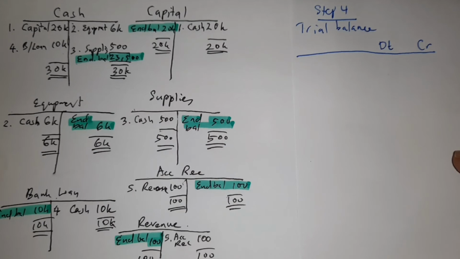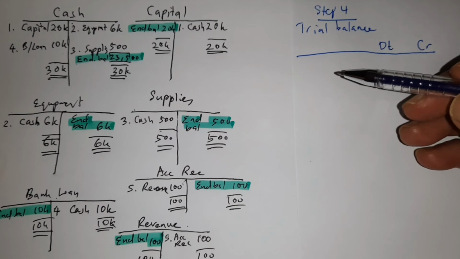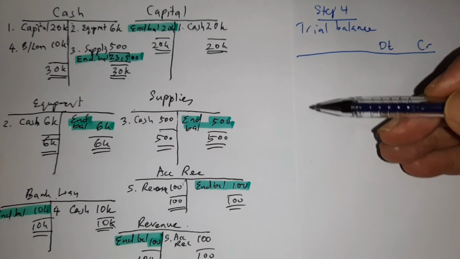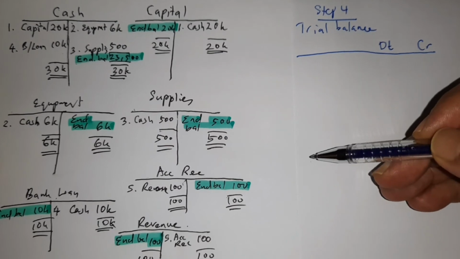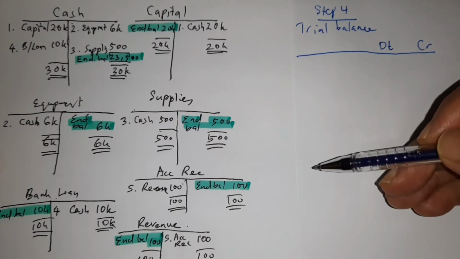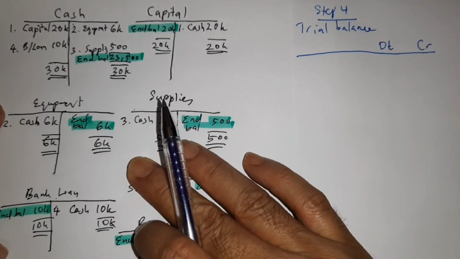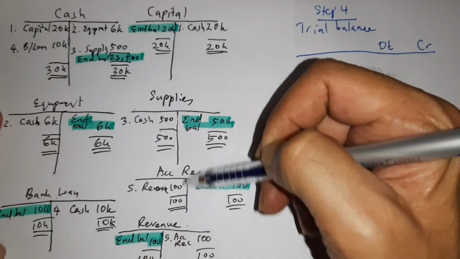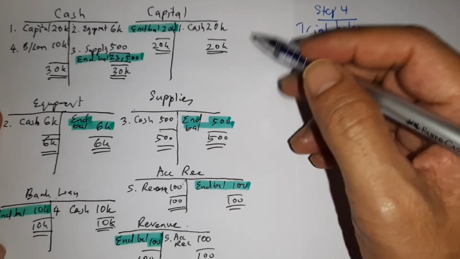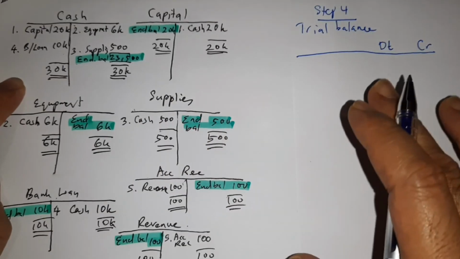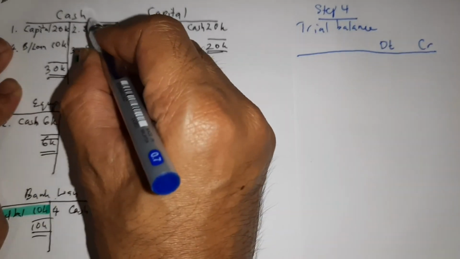First you have to list all these accounts in the trial balance and show their balances. The way to list the accounts is like this. You have to list assets first, and then liabilities, and then accounts related to the equity, the owner's equity. Now we have to identify. There are 7 accounts in the ledger.